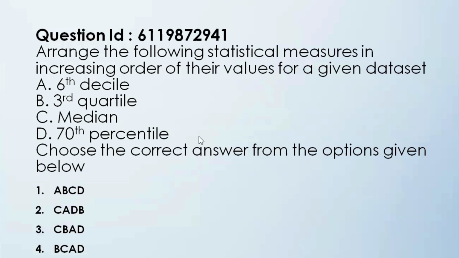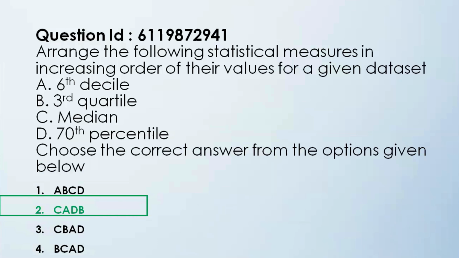The correct answer is option 2, which is CADB. Now I will tell you, if you got stuck somewhere here, we will convert all the 4 numbers into percentiles. So the first statement, 6th decile, can also be treated as the 60th percentile, right? When we divide the numbers into quartiles, we divide them into 4 equal parts. So the 3rd quartile is nothing but your 75th percentile. Median is nothing but the halfway point, so that becomes your 50th percentile. And the last one is the 70th percentile.